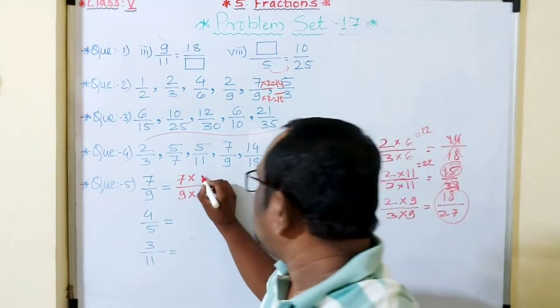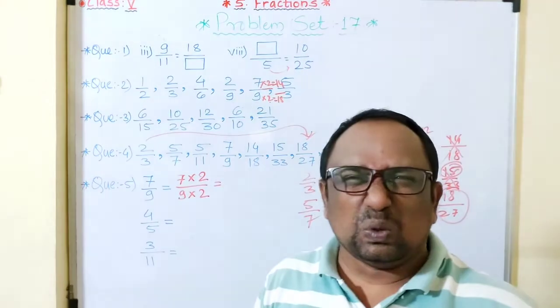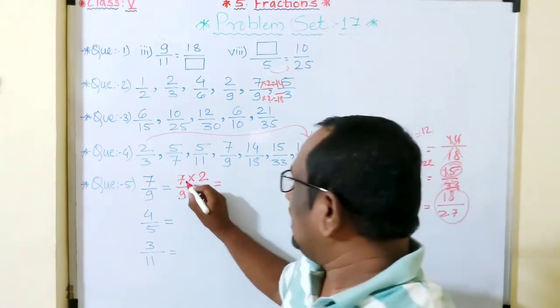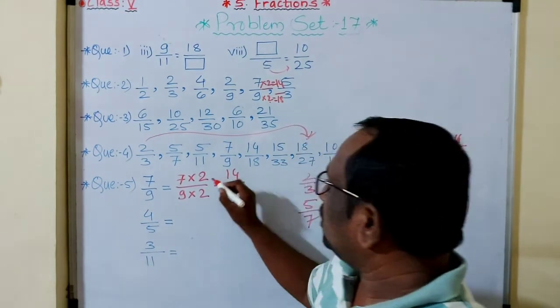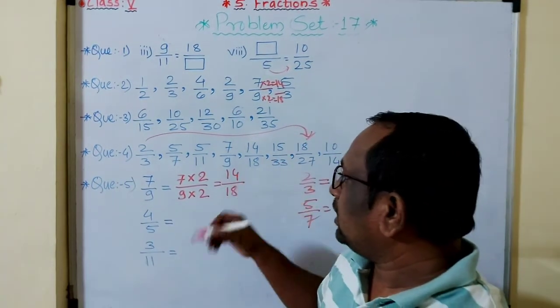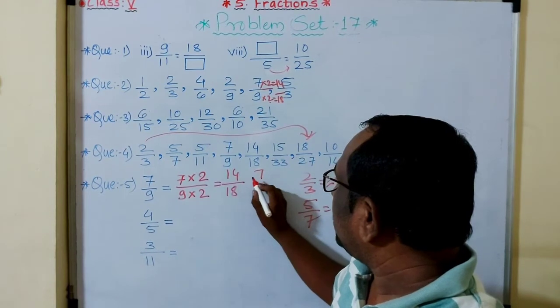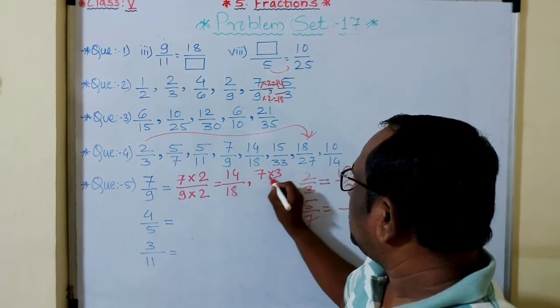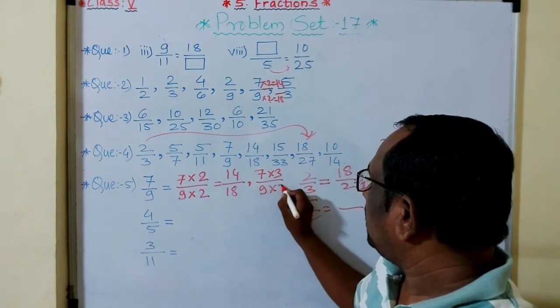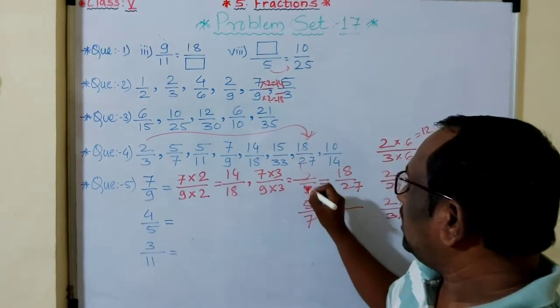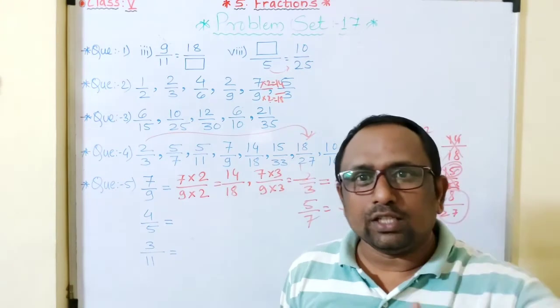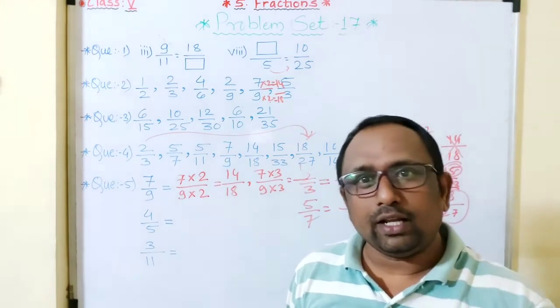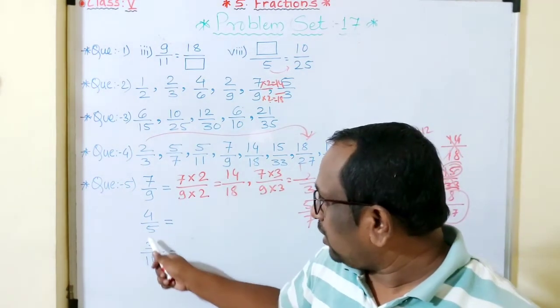Okay. So just multiply by 2. 7 2s are 14, 9 2s are 18. So this is our first fraction. Then for one more, second you have to write 7 multiplied by 3 and 9 multiplied by 3, and you have to write the answer here. Okay. You take 4 4s, 5 5s, 6 6s, 7 7s, 8 8s, 9 9s, 10 10s, 11 11s. Okay. Like this way you have to solve.